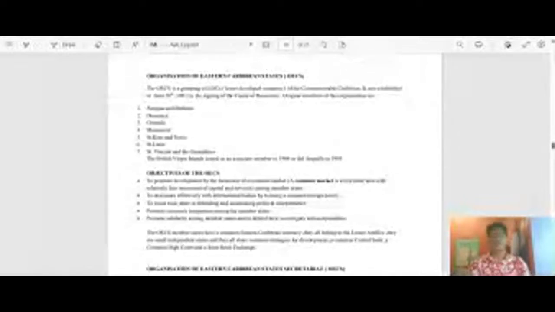So the first organization that I would like to look into is the Organization of Eastern Caribbean States, Less Developed Countries of the Commonwealth Caribbean. It was established on June 18th, 1981 by the signing of the Treaty of Basseterre. Original members of the organization are Antigua and Barbuda, Dominica, Grenada, Montserrat, St. Kitts and Nevis, St. Lucia, St. Vincent and the Grenadines. The British Virgin Islands joined as an associate member in 1994, as did Antigua in 1995.